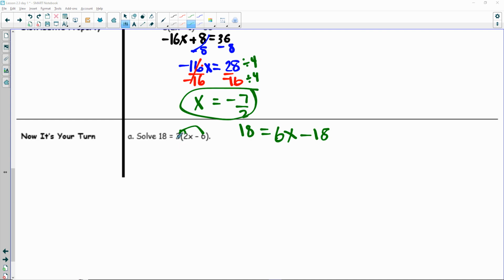Alright, so the first step was to distribute the 3, which I've done. 3 times 2x is 6x. 3 times minus 6 is minus 18. Now it's a 2-step problem. I look for addition or subtraction, which I have, minus 18. I'm going to do the opposite. I'm going to add 18 on this side, add 18 on this side. Those cancel. 18 plus 18 is 36, and that's equal to what's left over on the right-hand side, which is 6x. Last step is divide both sides by 6. X equals 6.